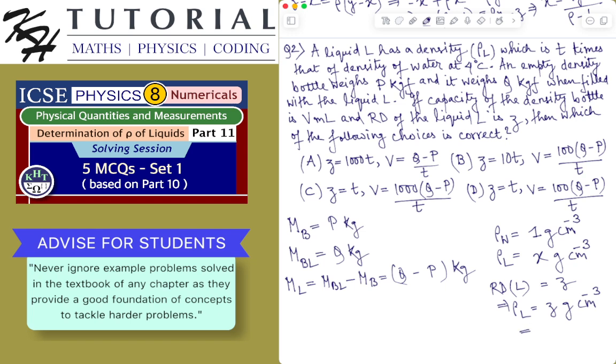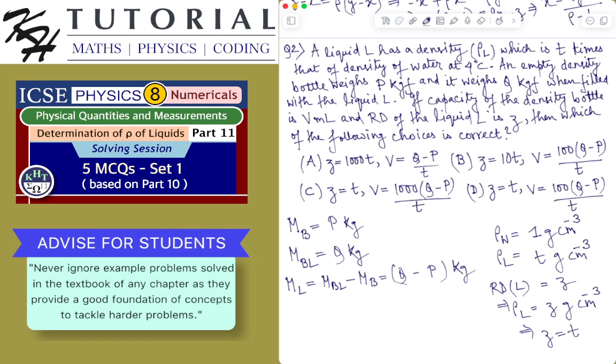So clearly we can say, rho L is not x gram per centimeter cube, it will be T, because it is given the density is T times that of density of water at 4 degrees centigrade. Sorry, this will be T. So rho L is T gram per centimeter cube, also rho L is Z gram per centimeter cube. So clearly Z will be equal to T.